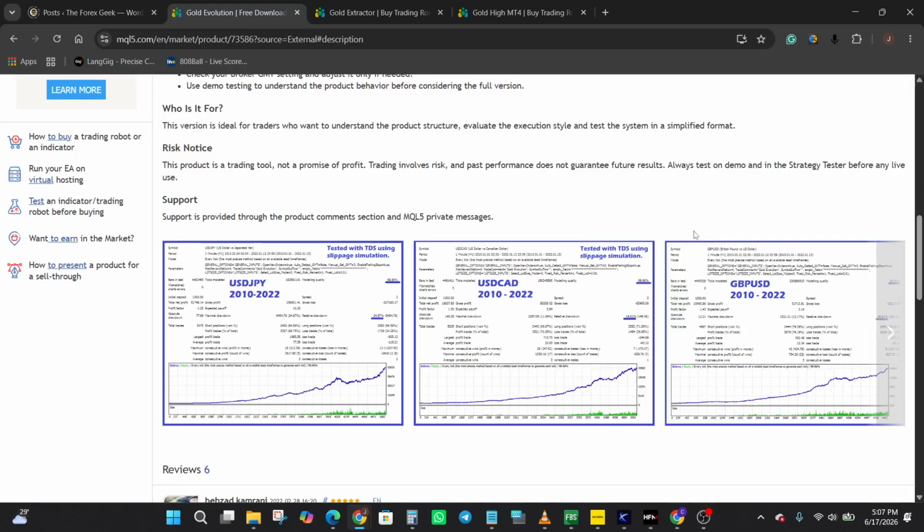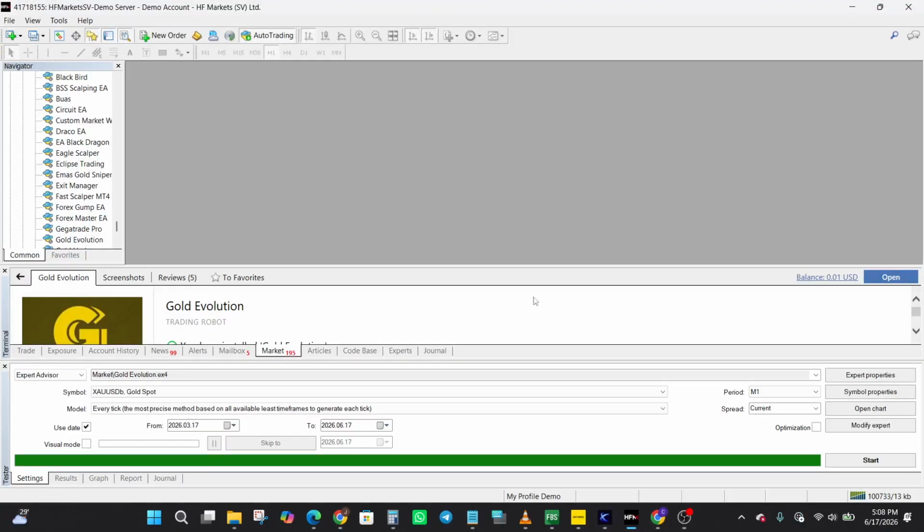Now let's just quickly head over to our strategy tester. Let us see how this EA performed in 2026 over the past 3 months. We're testing the Gold Evolution EA on XAU USD on the M1 time frame as recommended, and we're using the every tick model.